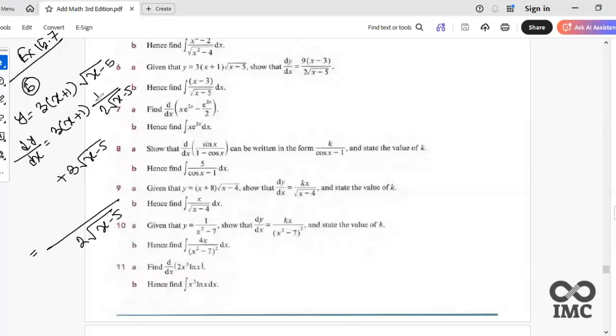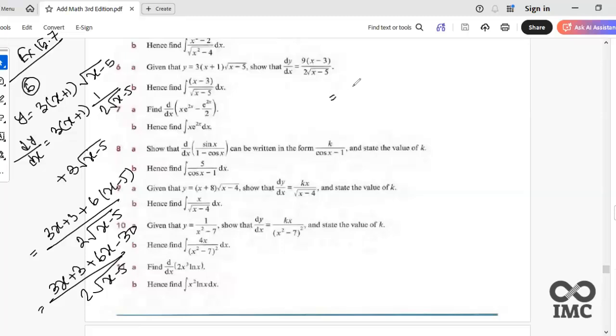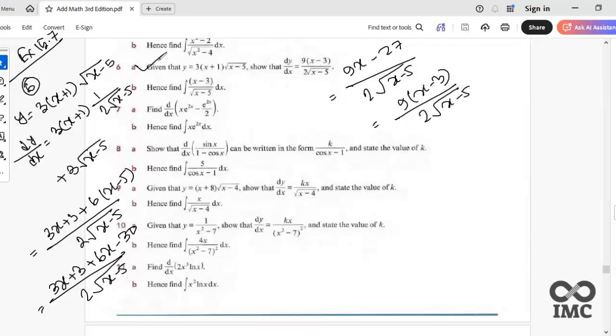Then we get at the numerator from this fraction: 3x plus 3 plus 6(x − 5), which is 6x − 30. So here we get 3x plus 3 plus 6x minus 30 by 2 root of (x − 5). From this we can write 3x plus 6x will be 9x minus 27 by 2 root of (x − 5). If we take 9 as a common factor, we get 9(x − 3) by 2 root of (x − 5). So part A is done.